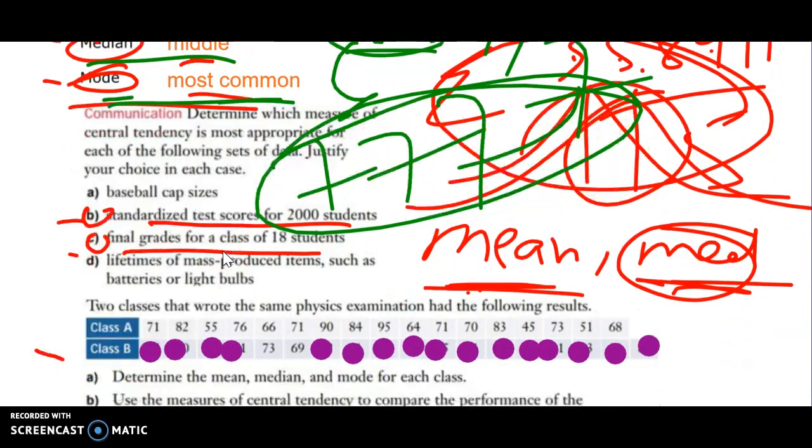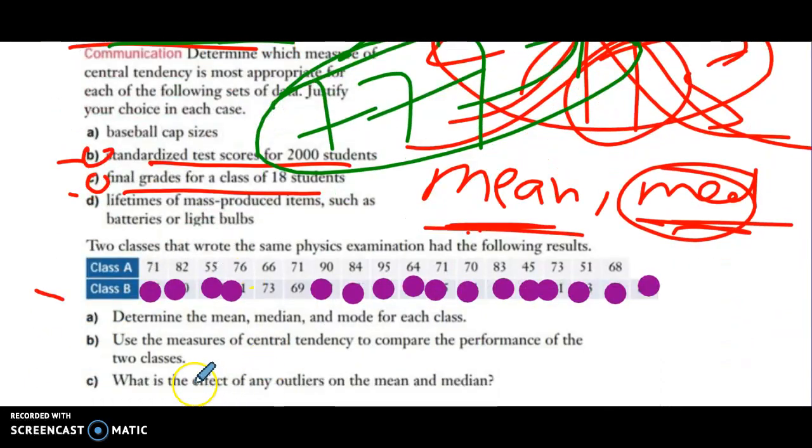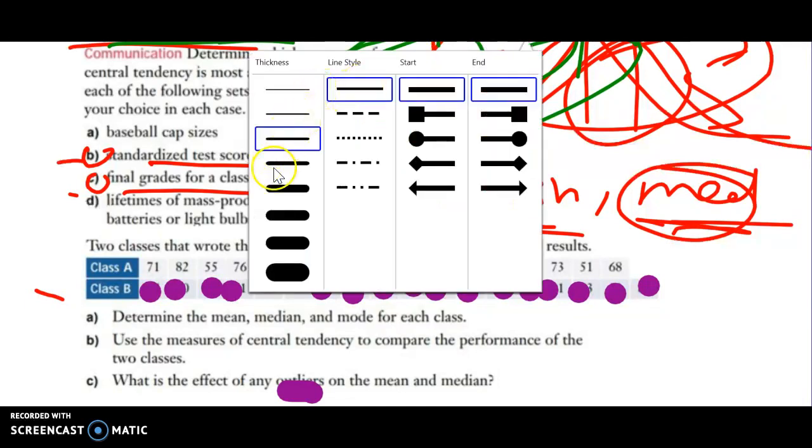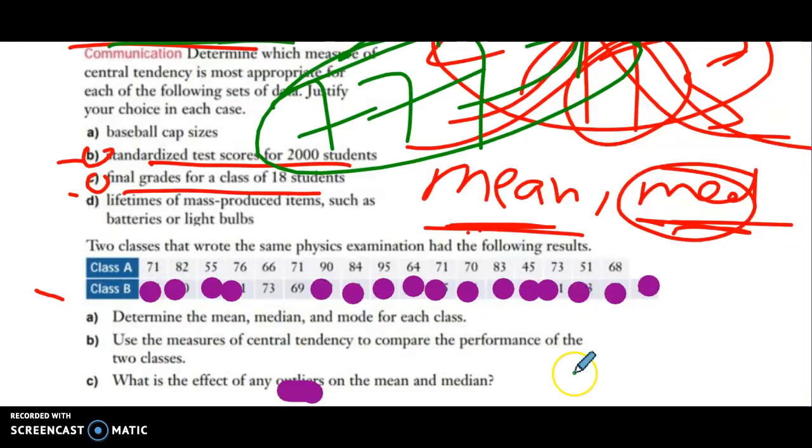Okay. The other thing I want to talk about is what an outlier can do. So an outlier, you guys probably know what that means. So I keep messing around with my pen and I made it too big. Let me get back to this for a second.